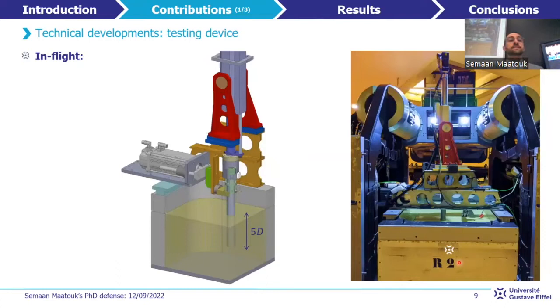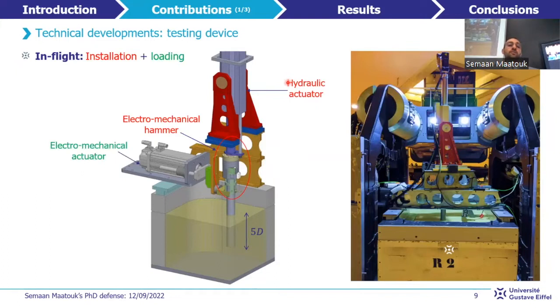Moving to the second device, the main objective behind this construction is to combine in centrifuge first the installation of the monopile by impact driving using an electromechanical hammer maintained and controlled by a hydraulic actuator, and then the horizontal loading of the monopile from its head by using an electromechanical actuator, and all this without stopping the centrifuge in order to really maintain the stress state of the soil generated due to the installation process.